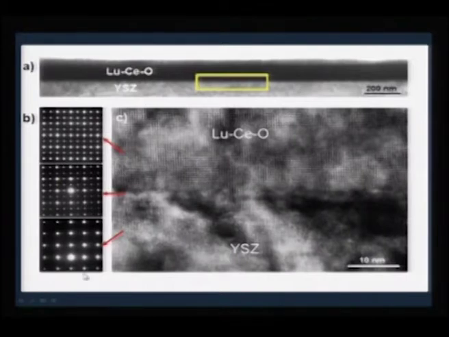For example, if you see the electron diffraction pattern of YSZ, this is the substrate region and this is the interface region along this line, and this is the Lu2O3, which is cerium doped, and these are the lattice fringes. What you see as stripes are the lattice fringes. In other words, those are the atoms. So if you look at the interface here, there is no distortion between this lattice and this lattice.